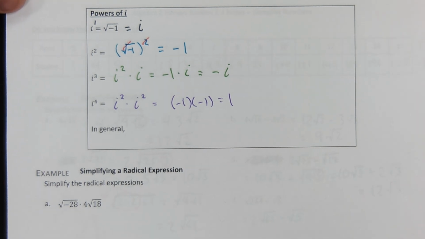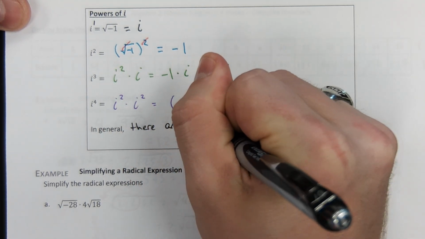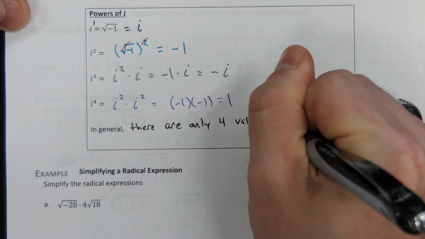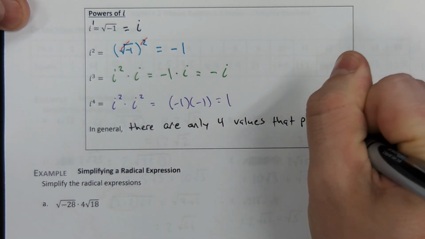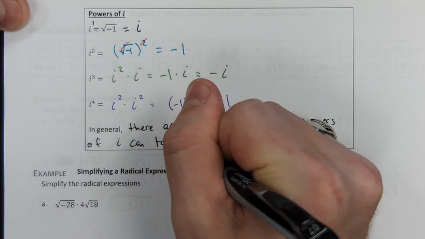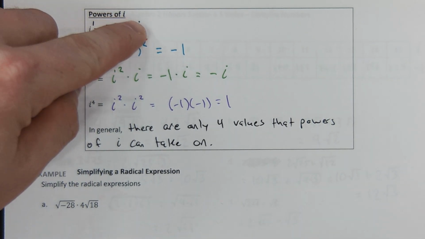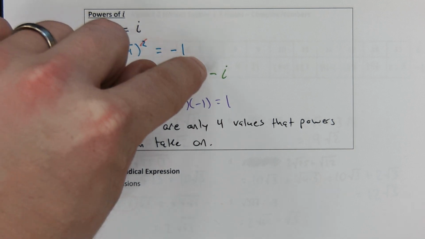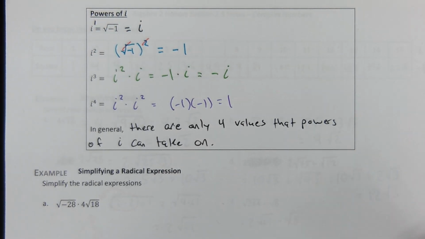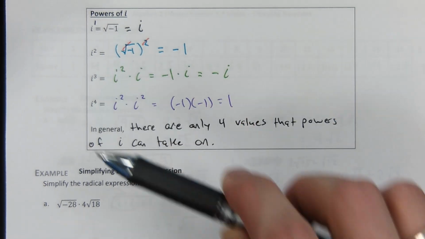In general, there are only 4 values that powers of i can take on. So i to any power you can think of will be one of these 4 values. It'll either be i, -1, -i, or 1. And it literally goes like this. i to the 1, 2, 3, 4. i to the 5, 6, 7, 8. i to the 9, 10, 11, 12. So on and so forth.